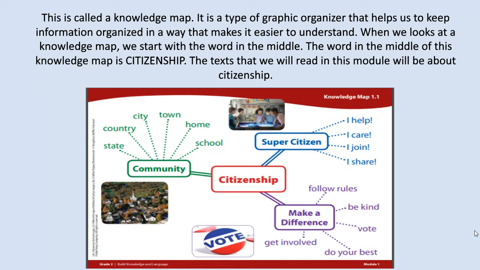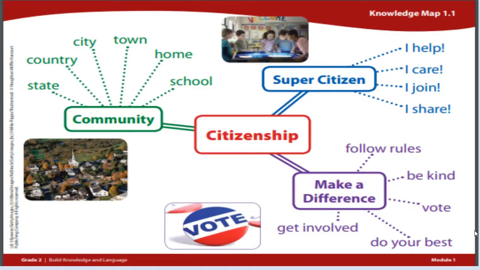So when we look at a knowledge map, this type of graphic organizer, and I just realized I have a typo in there. Oops. We start with the word in the middle of the knowledge map. The word in the middle of this knowledge map is citizenship. So then we work our way out from there. We start with the word in the middle, and then we look at all the words that are connected to that word. So citizenship is in the middle, and then it's got little arms that reach out to other words. And then those words have dashed lines that reach out to other words. So it just keeps branching out.